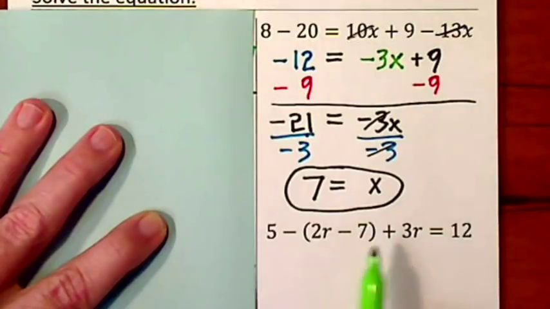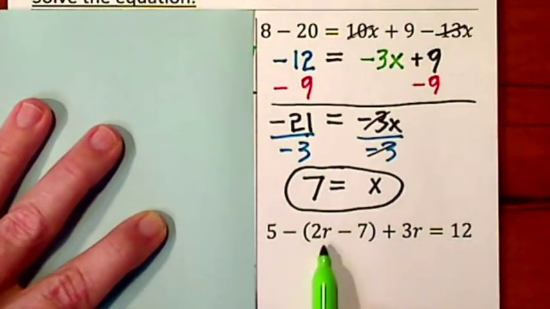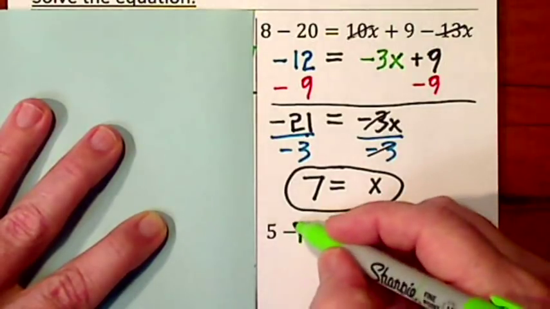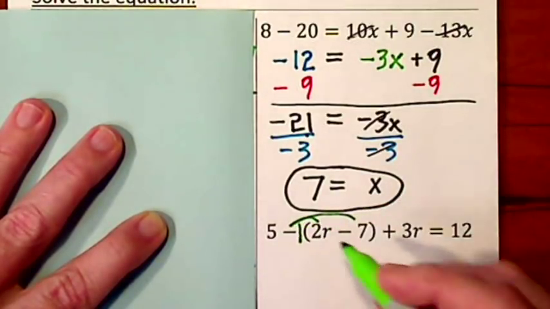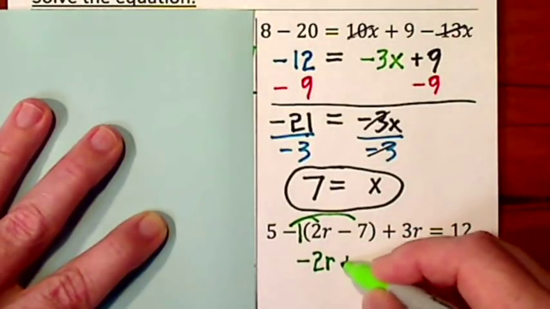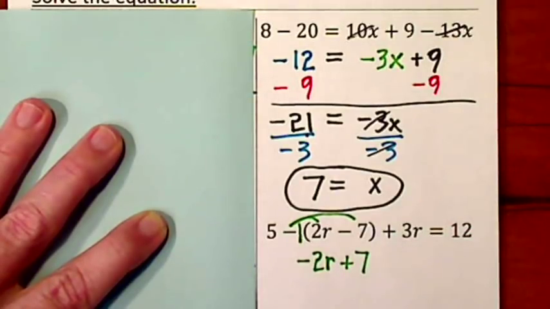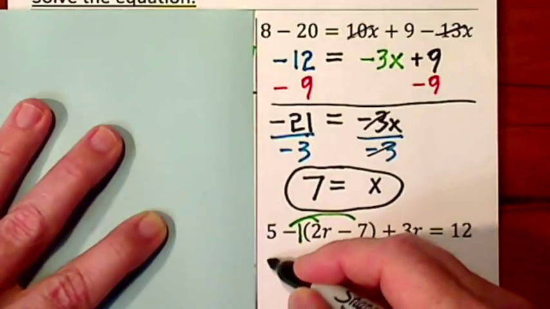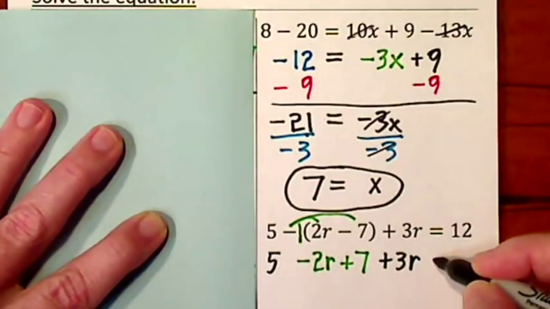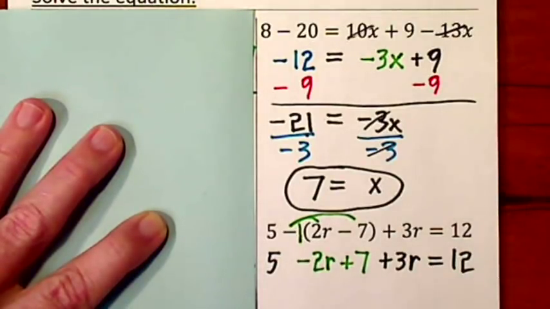I have like terms on the same side of the equal, but this is trapped inside parentheses, so I have to get rid of the parentheses. The negative sign in front, usually we'll just say distribute the negative. If it helps you to think of that as a -1, that's acceptable. So I'll distribute that to each term. This would be a -2r, and this would become a +7. And then I'll bring down whatever I haven't touched. This +3r is coming down, as well as the equal sign and the 12.